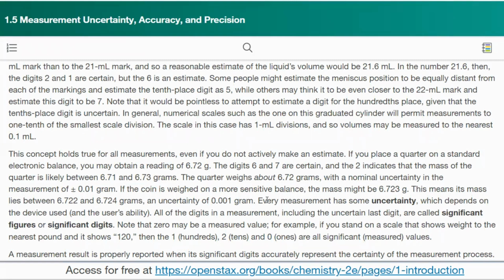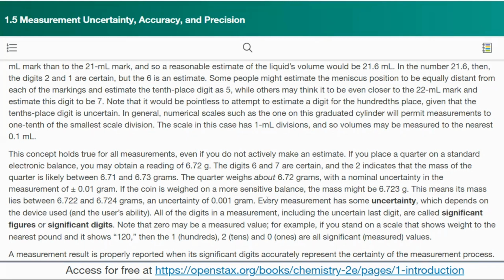If the coin is weighed on a more sensitive balance, the mass might be 6.723 grams. This means its mass lies between 6.722 and 6.724 grams, an uncertainty of 0.001 gram. Every measurement has some uncertainty, which depends on the device used and the user's ability. All of the digits in a measurement, including the uncertain last digit, are called significant figures or significant digits.